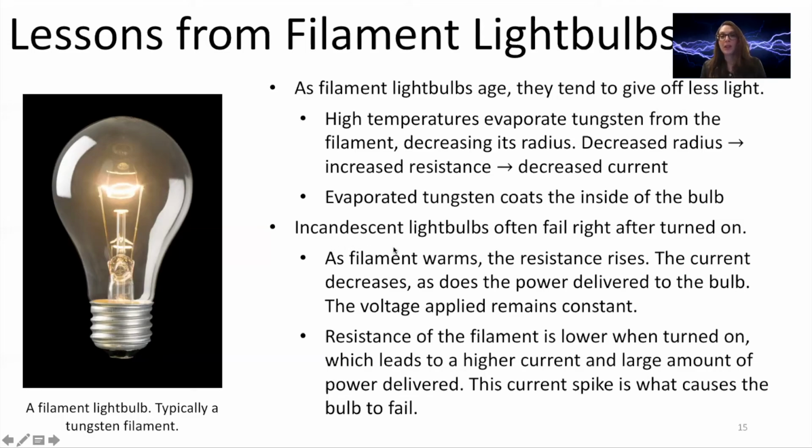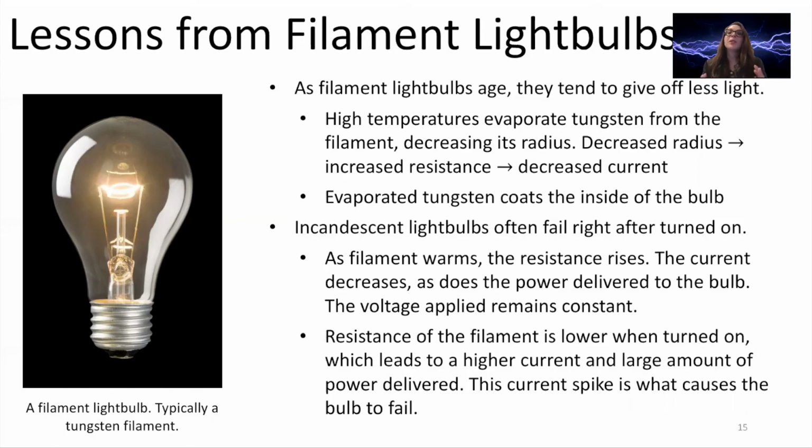Now, you might also notice that if you still have these filament light bulbs, which we also call incandescent light bulbs, they often will fail right after you flip the switch, right after you turn them on. You might hear a popping sound or something like that. So as the filament warms, the resistance increases, and as this resistance increases, the current decreases moving through our filament. And as that happens, the power delivered to the bulb also decreases, but the voltage applied remains constant.